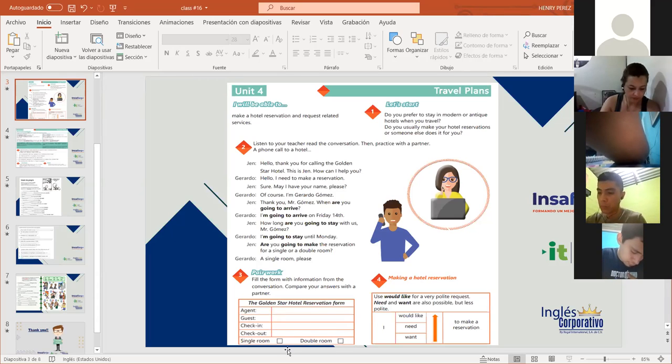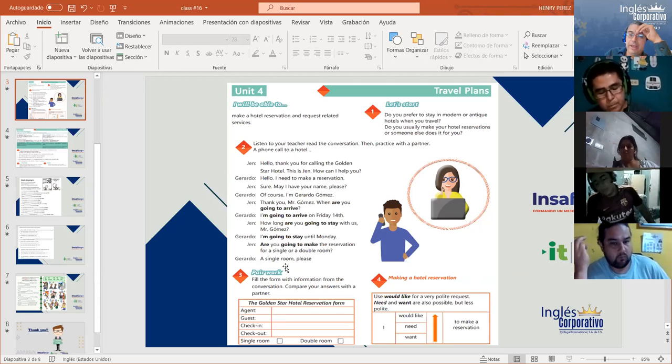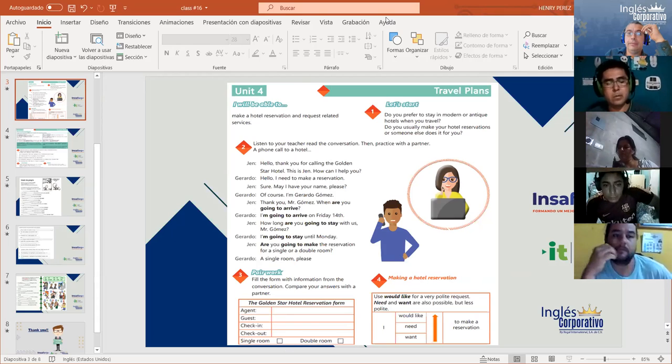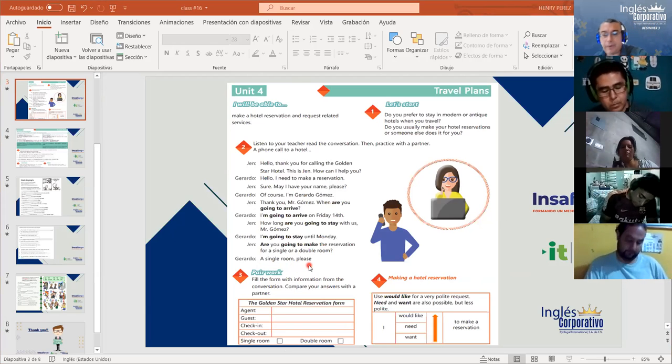Double room. Single room. Aquí está. Single room, please. Single room, por favor, dice aquí. Single room, right here. Okay, ahí está la respuesta. Single room, please. Okay, now.